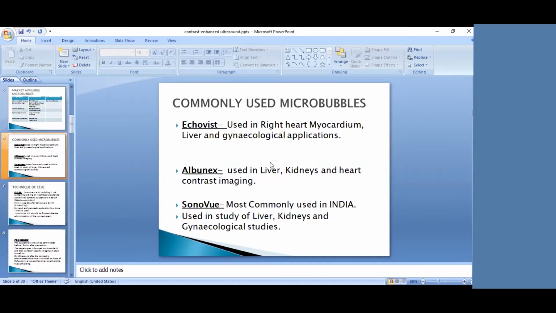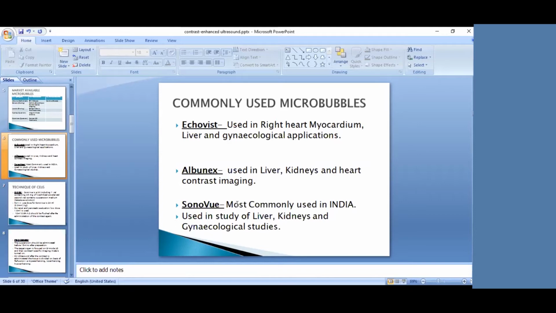Albunex, we use it in liver, kidney, and heart contrast imaging. And SonoVue is most commonly used in India. This is the most common contrast agent used in India, also in Europe. Used in studies of the liver, kidney, and gynecological studies. Okay, so those are the most commonly used microbubbles.